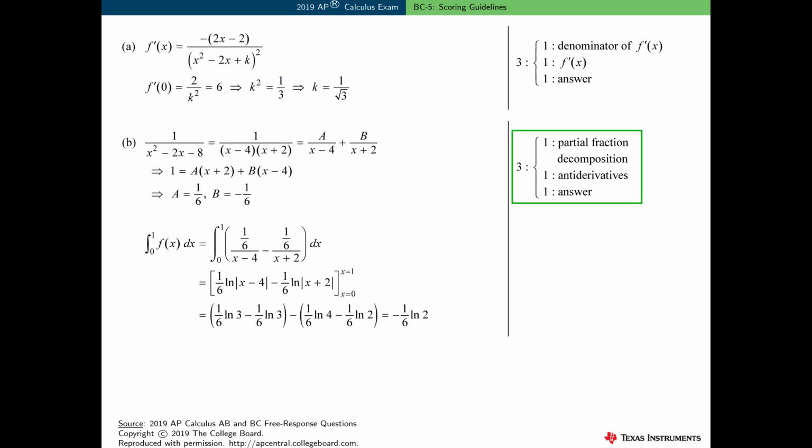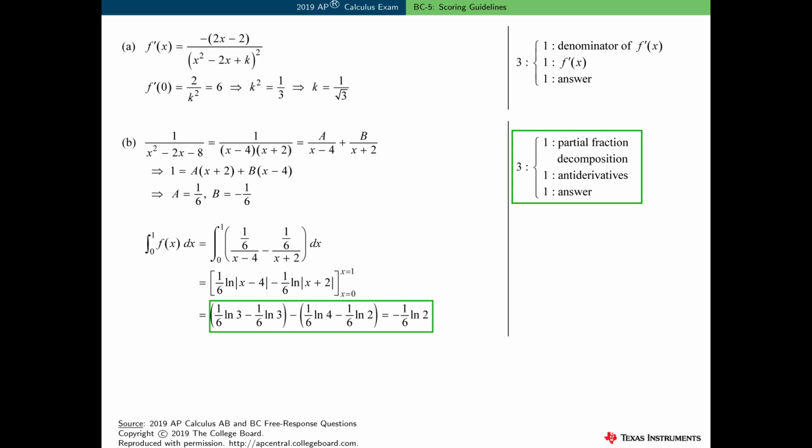Part B was also worth 3 points. And to solve this problem, we need to rewrite the integrand using partial fractions. So the first point here was for the correct partial fraction decomposition, and this includes finding the value of each constant, a and b. To evaluate the definite integral, the student needs to find two antiderivatives. So the second point was for the correct antiderivatives. And the third point was for the final answer.